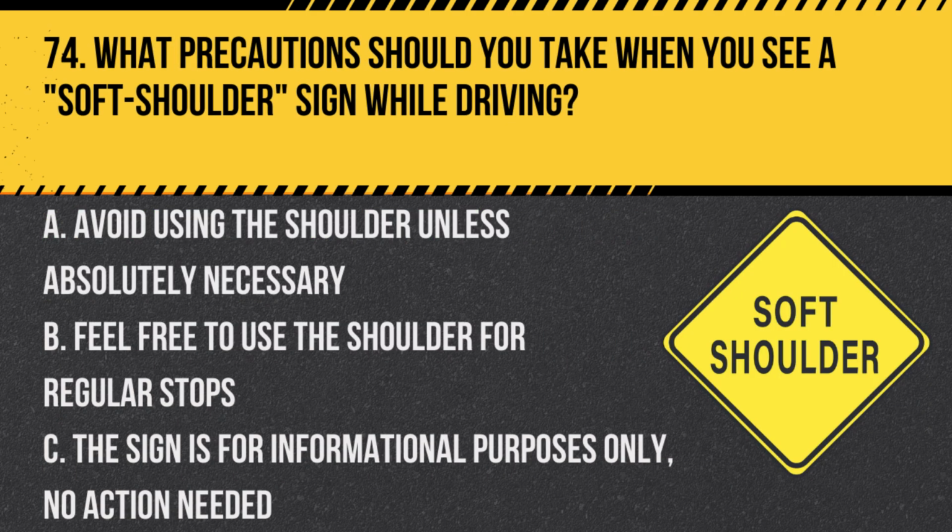Question 74. What precautions should you take when you see a soft shoulder sign while driving? A. Avoid using the shoulder unless absolutely necessary. B. Feel free to use the shoulder for regular stops. C. The sign is for informational purposes only, no action needed. Answer: A. Avoid using the shoulder unless absolutely necessary. A soft shoulder may not be stable enough for stopping or driving.